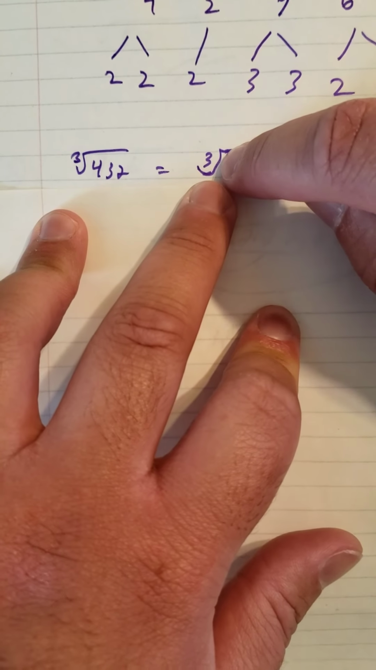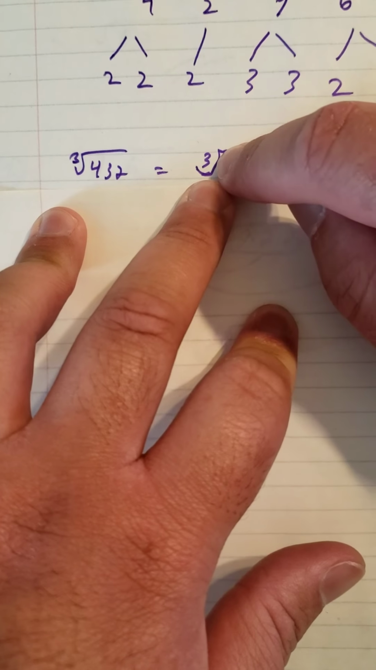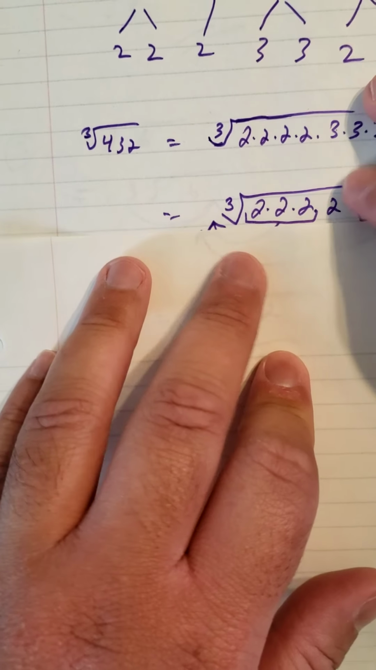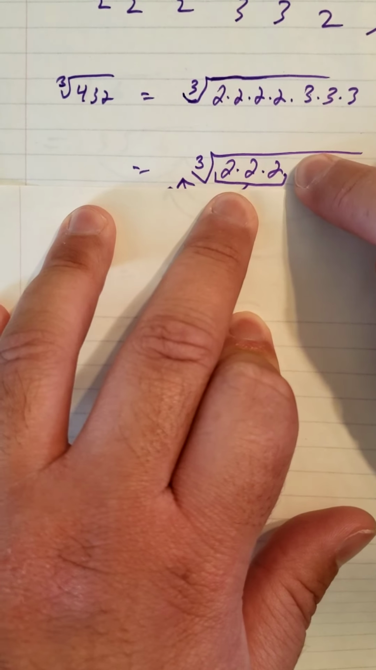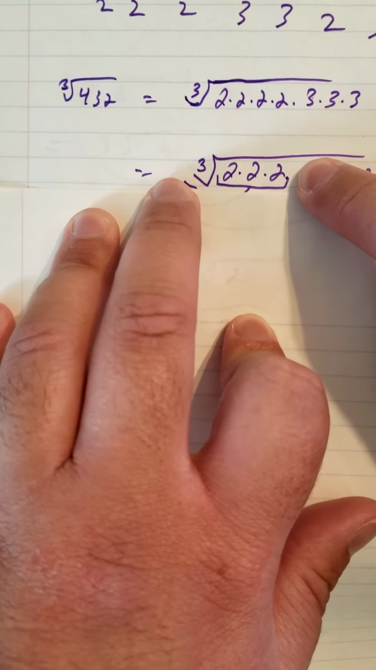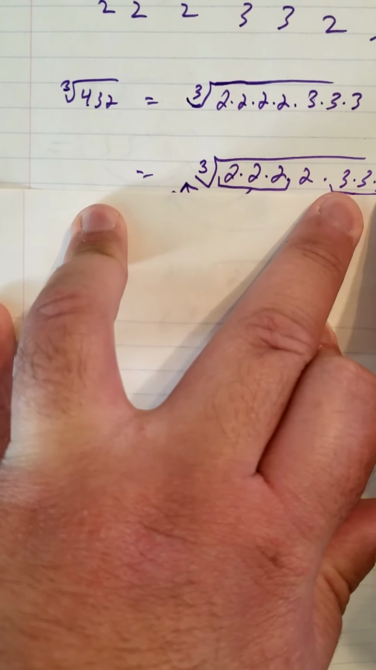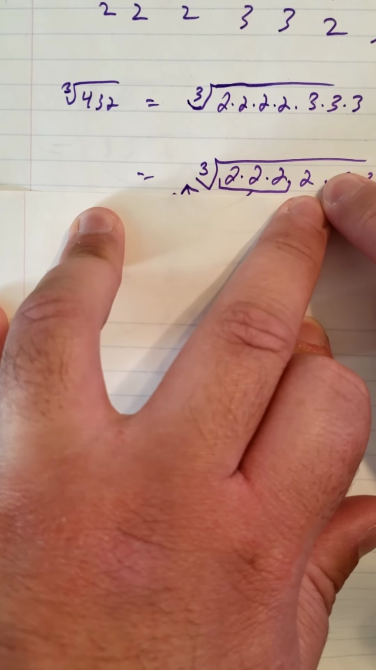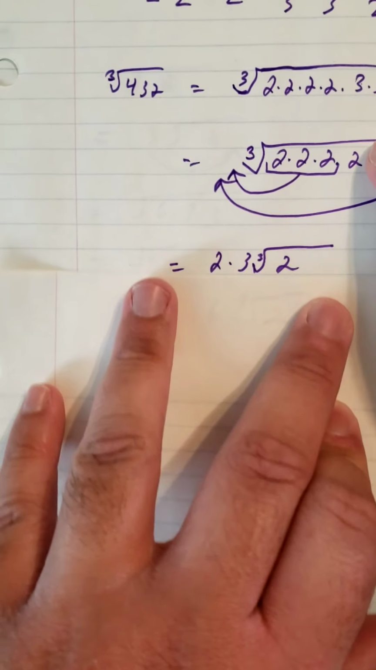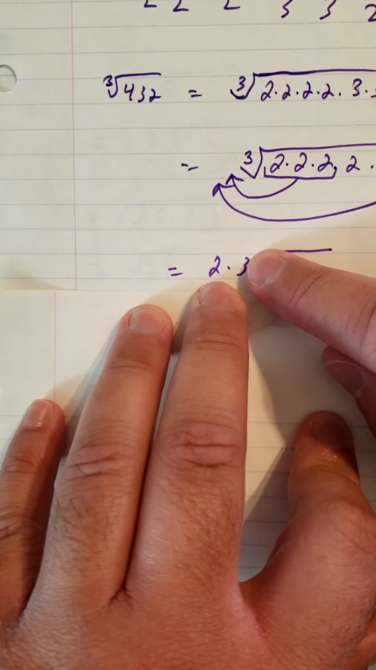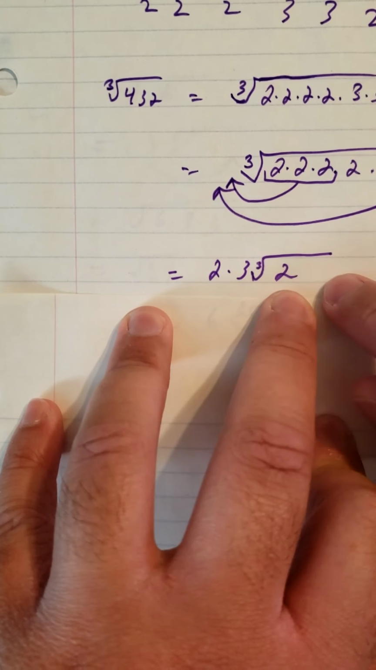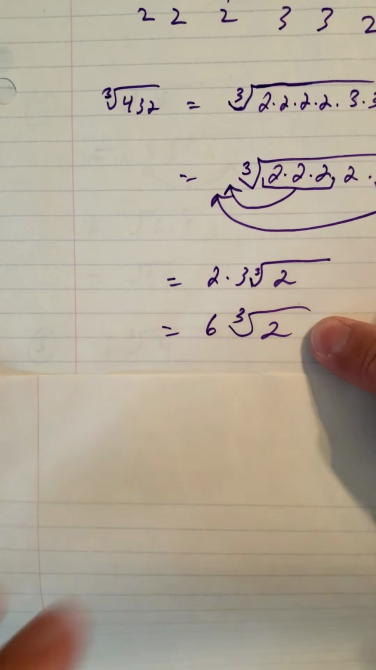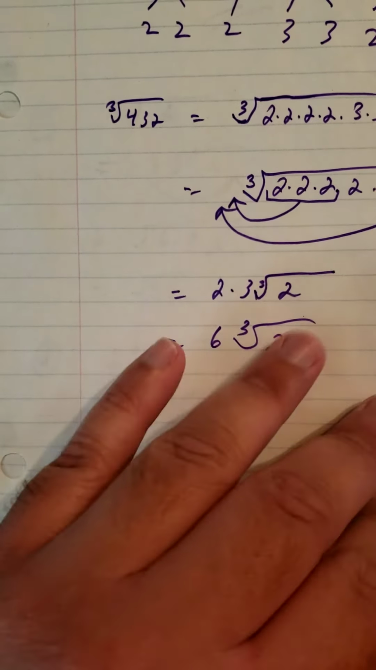Now, since this is a cube root, I'm going to be looking for sets of 3 to bring out, and not pairs. So I can see here that I've got a set of 3 2's. That's going to bring 1 2 out front. And a set of 3 3's, so that's going to bring 1 3 out front. I'm going to have a 2 left over underneath the radical. So what I end up with is a 2 and a 3 out front, cube root, 2 underneath, so I can multiply this 2 and the 3 together to give me my final answer of 6 cube root 2.